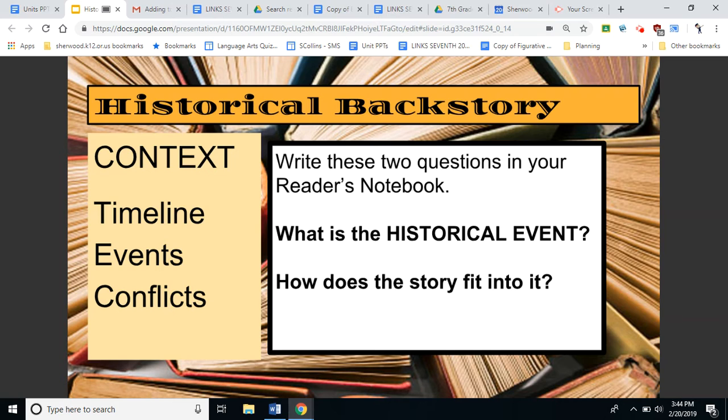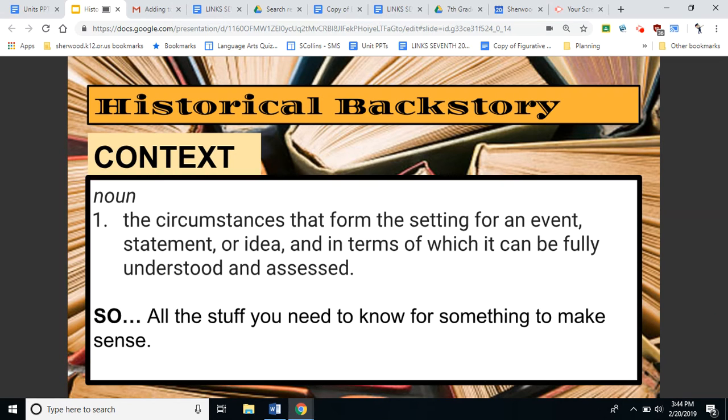And then, how does the story fit into it? So in my case, the whole story is about this U.S. soldier in Vietnam and his experience. So that's how the story fits into it. But as I continue to read, I want to look to see how the story brings that historical event alive, and how the historical event, the true things in it, bring my story alive.